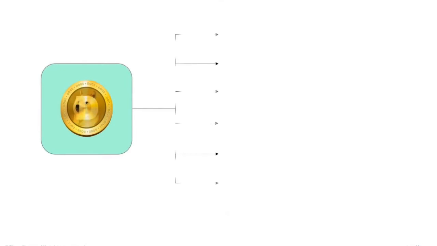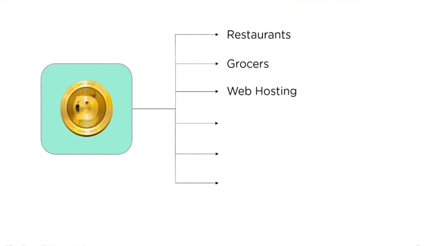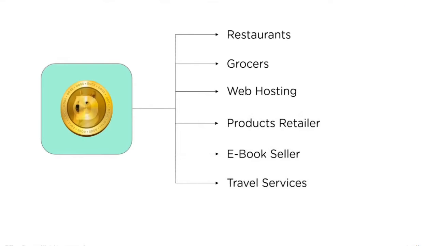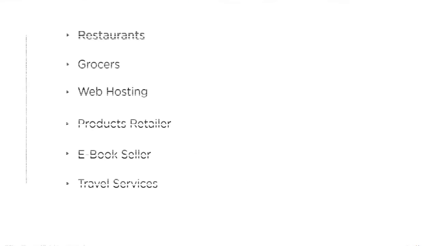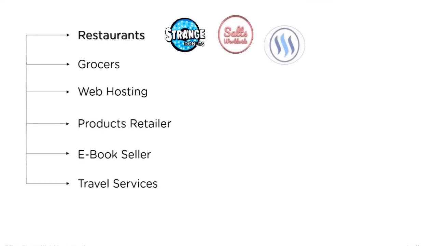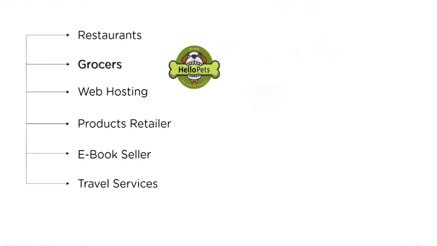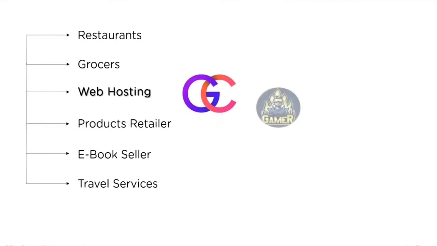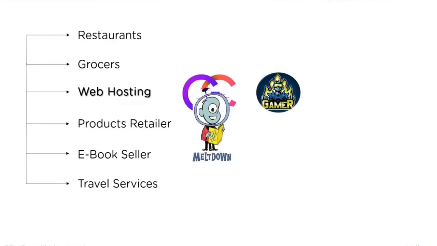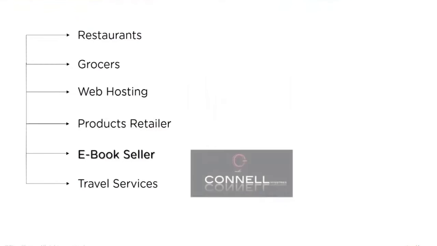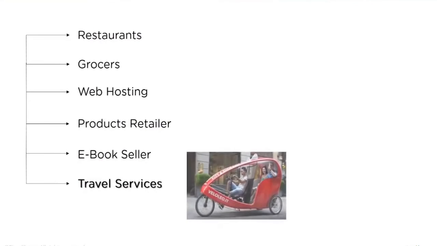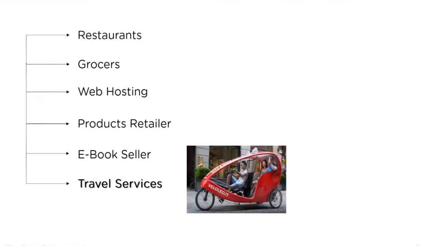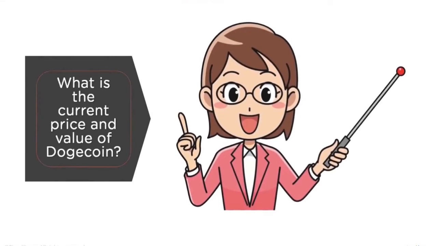Today, many companies and firms like restaurants, grocers, web hosting, products retailer, ebook sellers, and travel services use Dogecoin for transaction. These are a few examples of companies in every sector that use Dogecoin. Grocers, Hello Pets, GamerHeats.com. For web hosting, Gamer. For products retailer, Meltdown and Nordex. Ebook seller, Cornell. And travel services like Velolio.it.